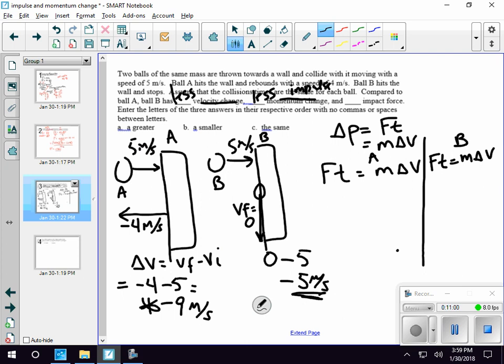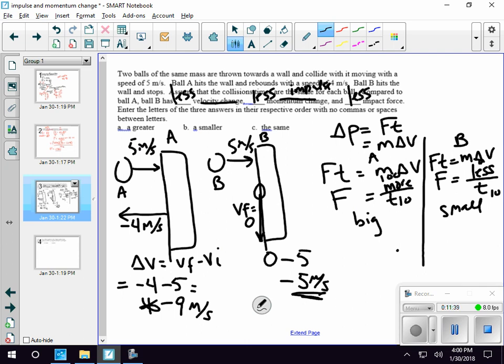Okay, so ball A, we have said, has more momentum change. This one had less momentum change, right? And the time for both is the same. The question tells me the time is exactly the same. So this answer is going to be bigger. This answer is going to be smaller, right? Because this could be 100 over 10, and this could be 10 over 10. You know that this answer is going to be smaller than the other one. And so this one would also have less impact force.